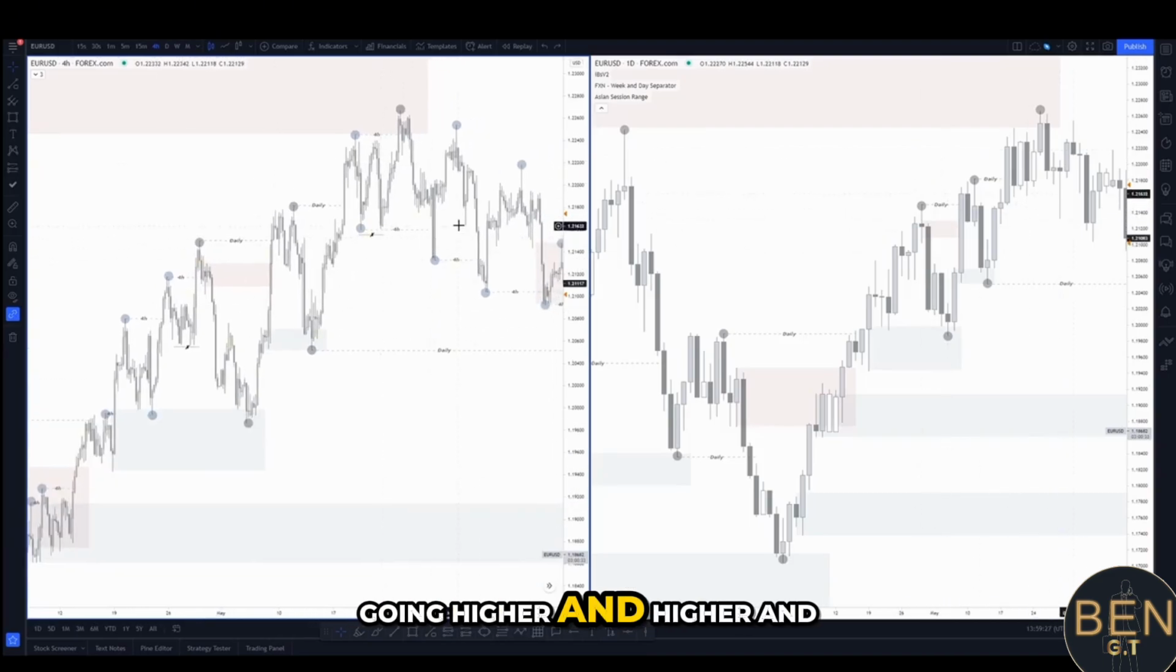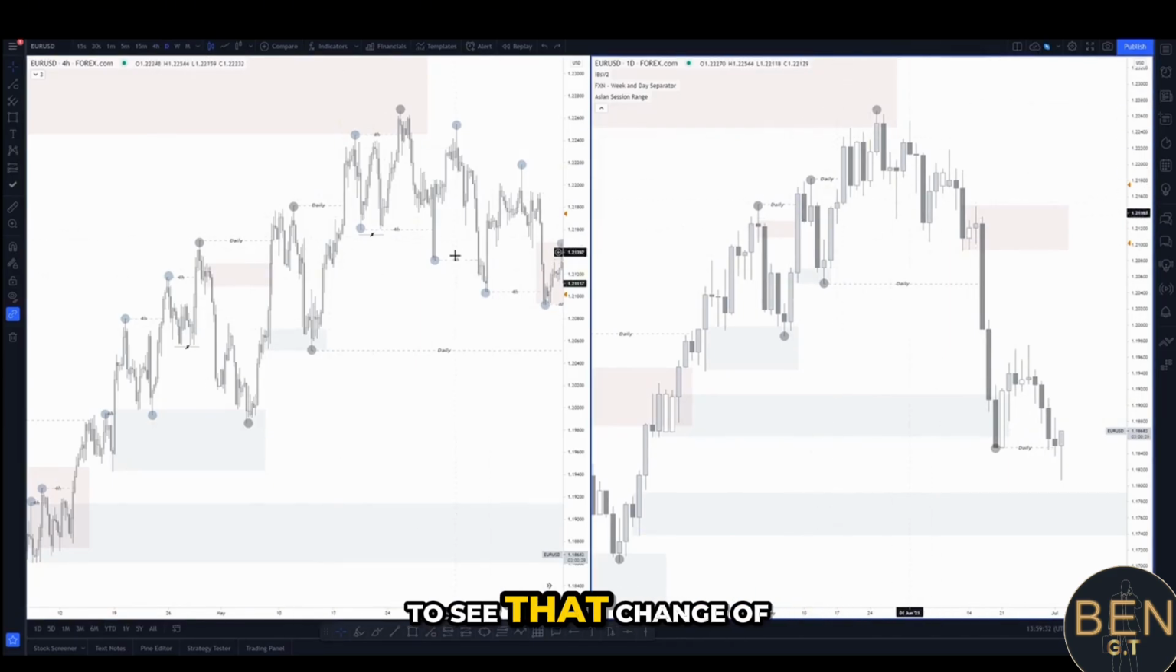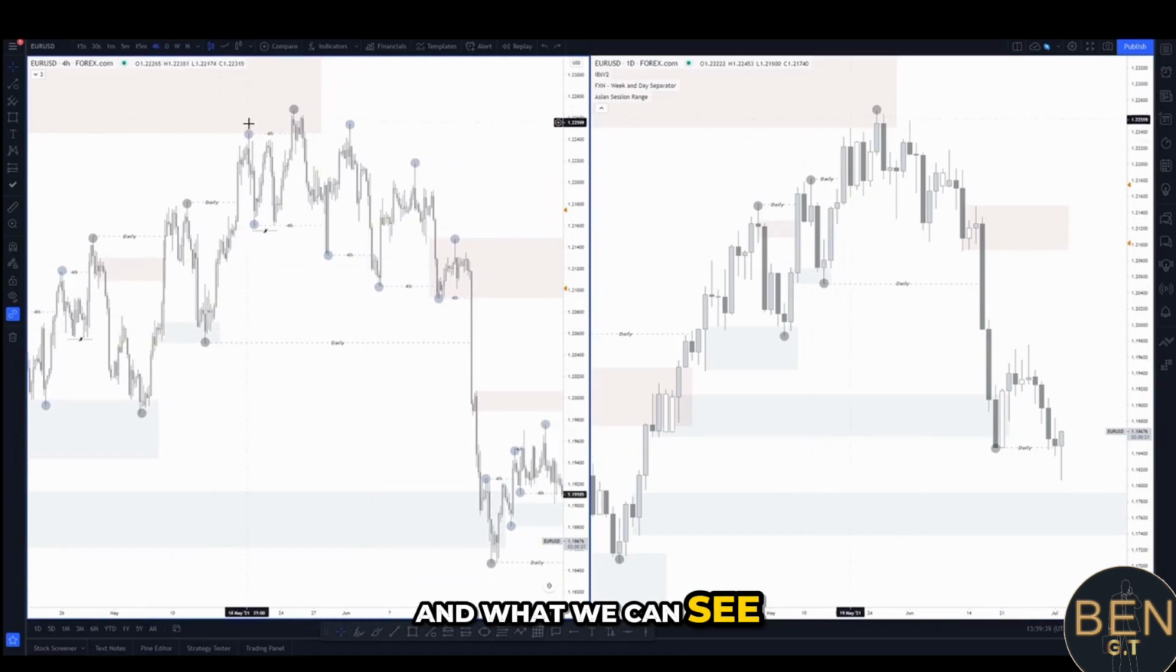And then as we just navigate our charts, this is where we start to see that change of character. This is where we're starting to see the beginning of the downtrend that we're seeing here on Euro US dollar. And on the 4-hour chart, we create a high, we break that high, creating a higher high, which is also the higher high on the daily. But this is where things start to change a little bit.